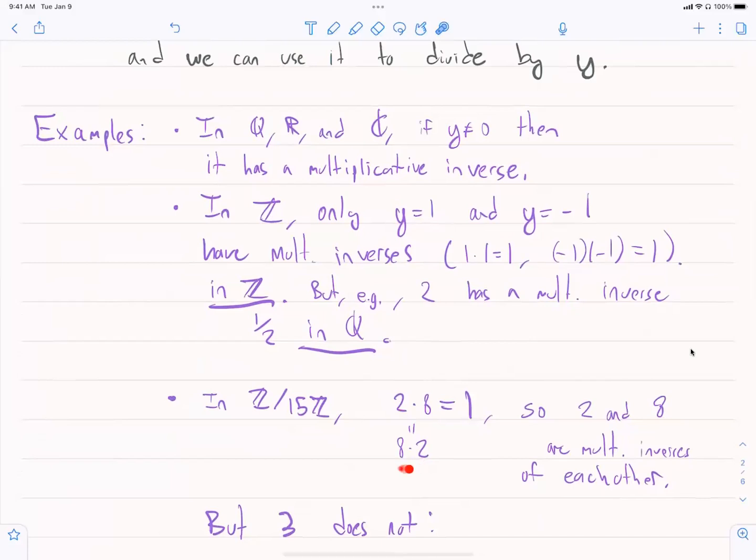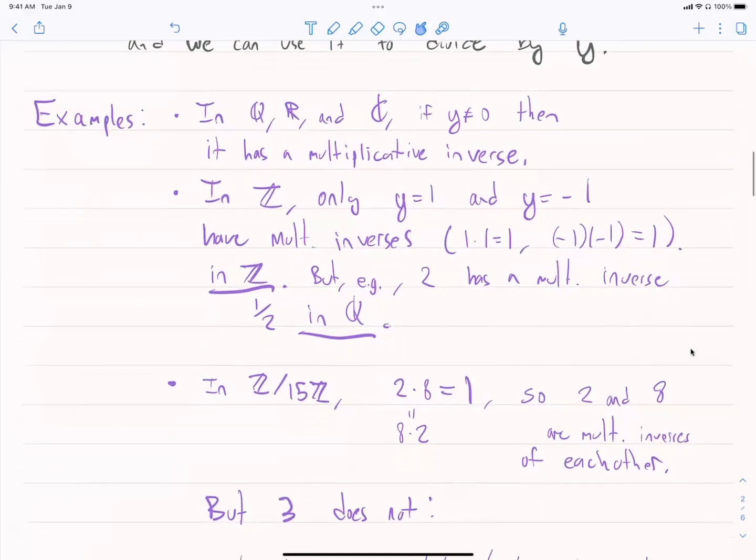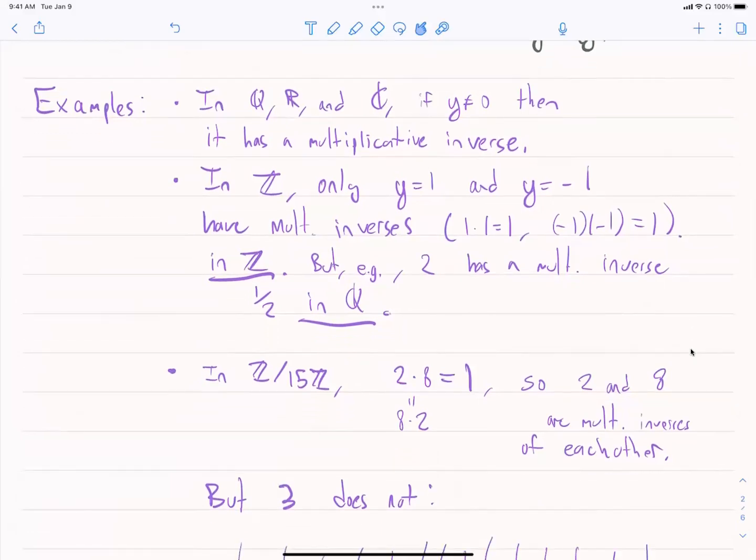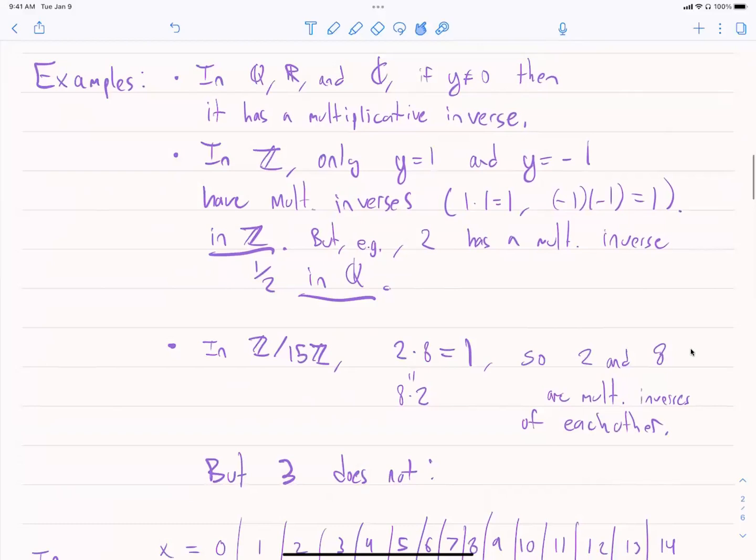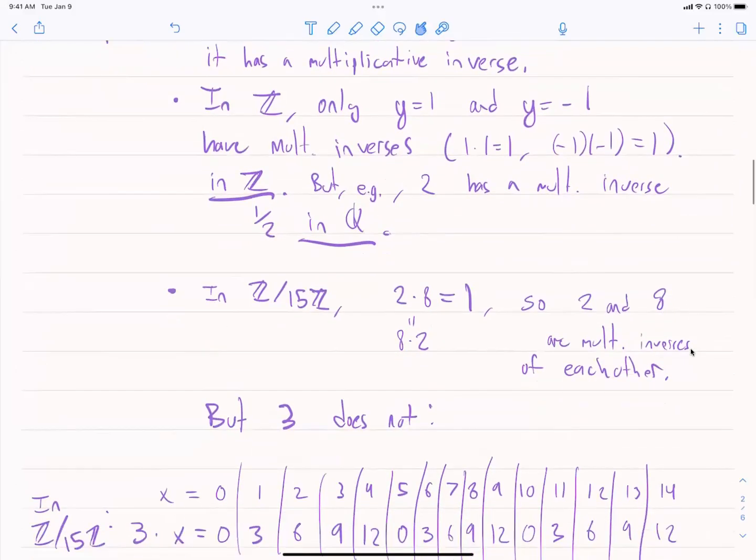So 2 times 8 is equal to 1 in Z mod 15Z, and so is 8 times 2. That means 8 is the multiplicative inverse of 2, and 2 is the multiplicative inverse of 8. So these are multiplicative inverses of each other. In particular, 2 and 8 both have multiplicative inverses. If I look at the number 3, it doesn't.